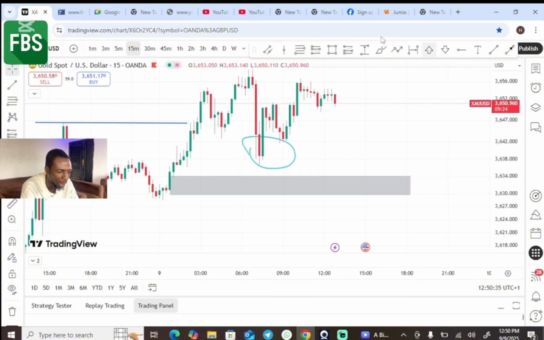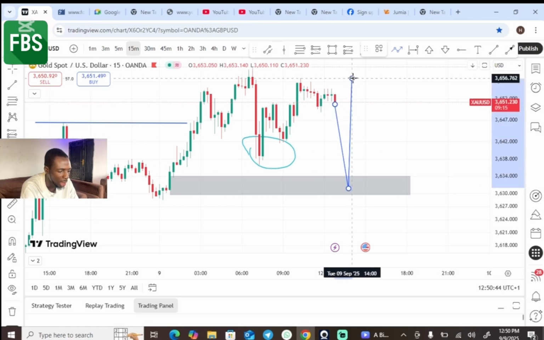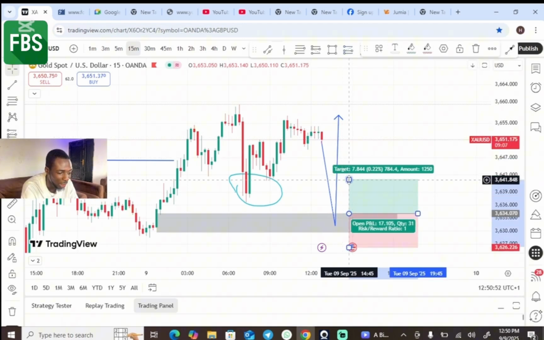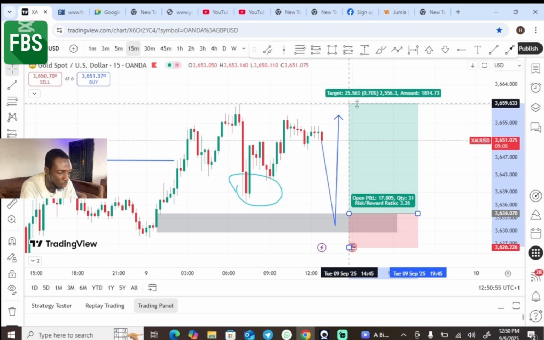So we are just expecting the market to come down below, which is here. The market to come down below, tap into this zone, maybe go extreme here and pass out to the upside here. So I'll be setting a long limit order here because I don't want a scenario where the market taps into this and just skyrockets to the upside.